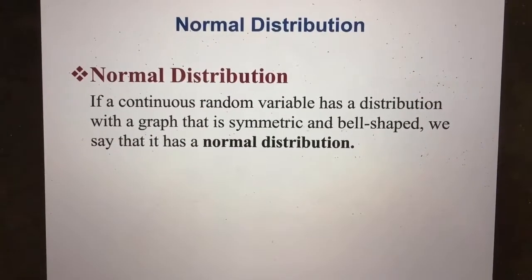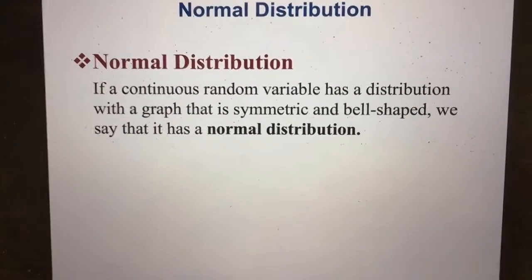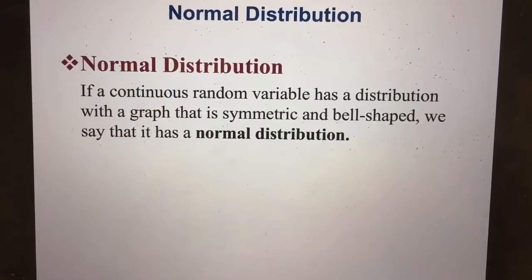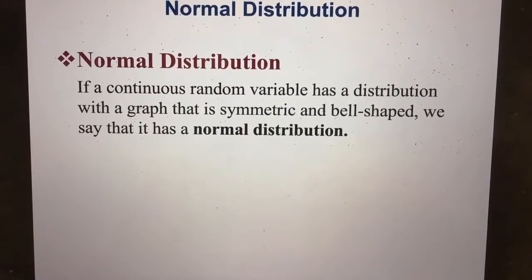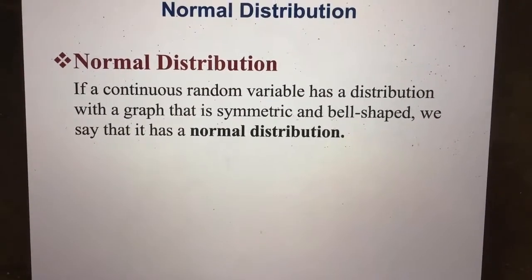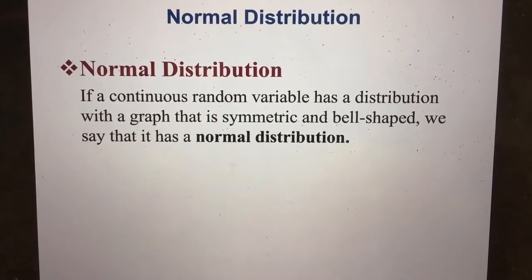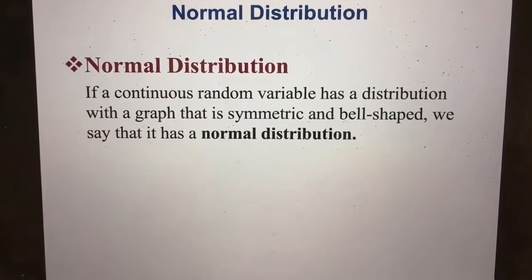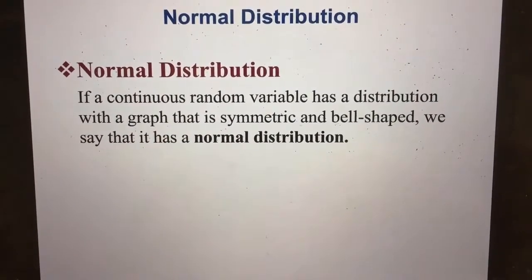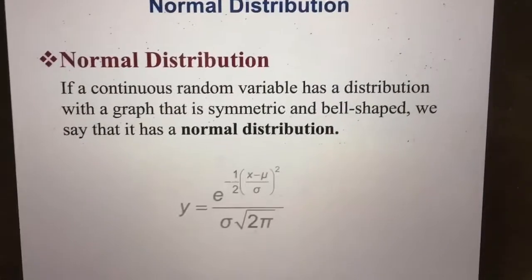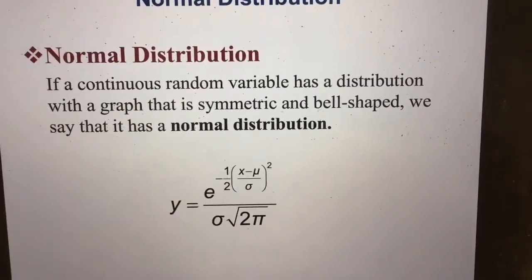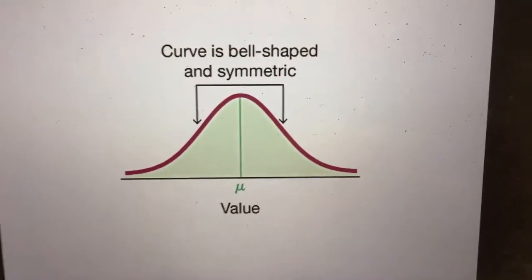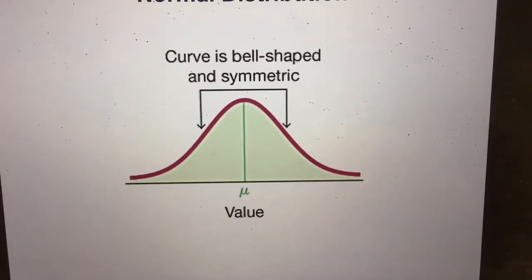A normal distribution is defined for a continuous random variable. Now remember, last time we were talking about probability distributions and then binomial probability distributions, and those were both discrete distributions, and now the normal distribution is continuous. If a continuous random variable has a distribution with a graph that is symmetric and bell-shaped, we say that it has a normal distribution. This is the equation for the normal distribution. You do not have to memorize that. And then this is the shape of the normal distribution. It is bell-shaped and symmetric.